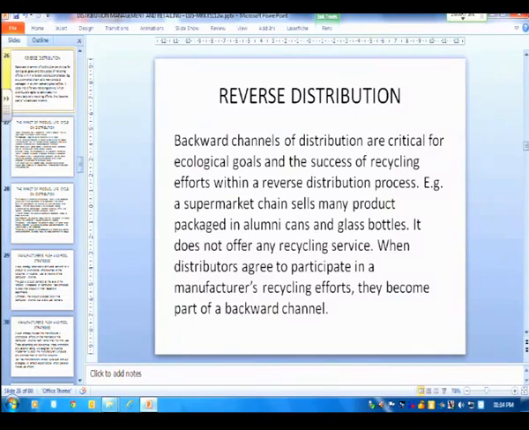Reverse distribution. Now, when we talk about reverse distribution, we are saying backward channels of distribution are critical for ecological goals and the success of recycling efforts within a reverse distribution process. For example, a supermarket chain sells many products packaged in aluminum cans and glass bottles. It does not offer any recycling service. When the distributors agree to participate in a manufacturer's recycling efforts, they become part of a backward channel.